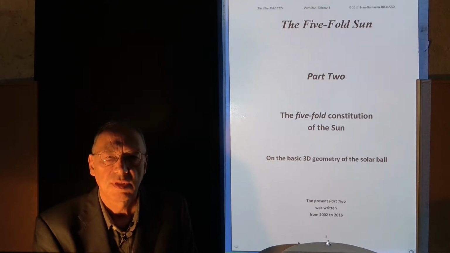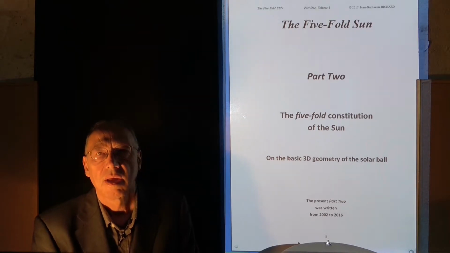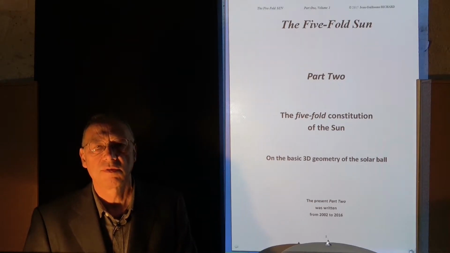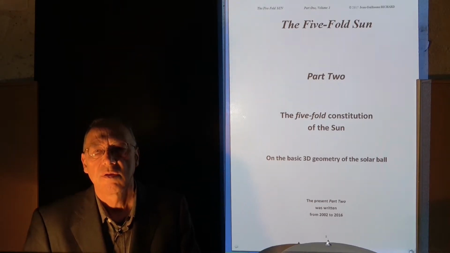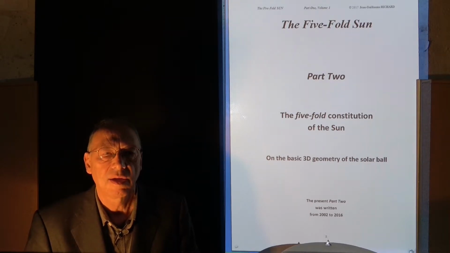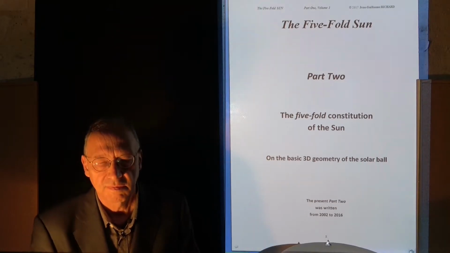So part 2 deals with what we call the basic 3D geometry of the solar ball, as opposed to a 2D geometry of the surface of the Sun, which will be addressed only in the last part of this project, in part 6 of the Fivefold Sun.